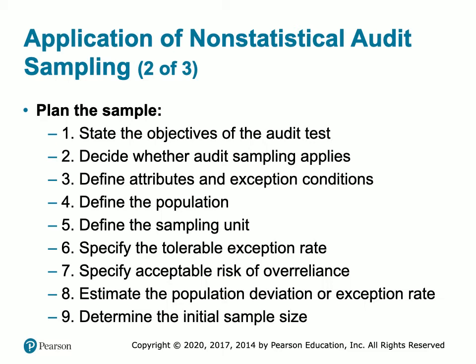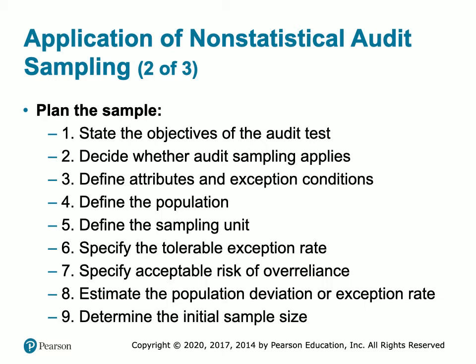But the minute that you find an exception and you try to explain it away, that exposes you to second guessing in a situation where you have sampling risk, right? That you do, in fact, reach an inappropriate conclusion. So this is why definition of attributes and exception conditions is extremely important. This goes for balances as well as controls.